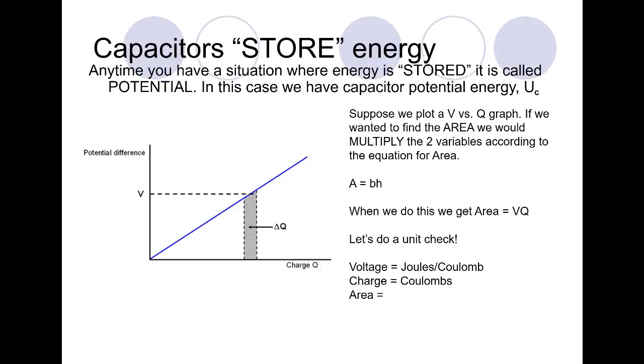So where does this come from? If you think about potential difference and charge, if we plot this, then we could multiply these two variables together, and when we do, the area of potential difference versus charge, remember that that is joules, because voltage is defined as joules per coulomb, charge is coulombs, so the area is joules, or energy.